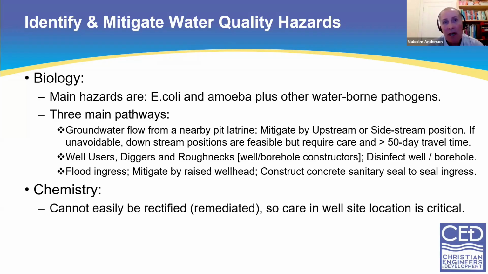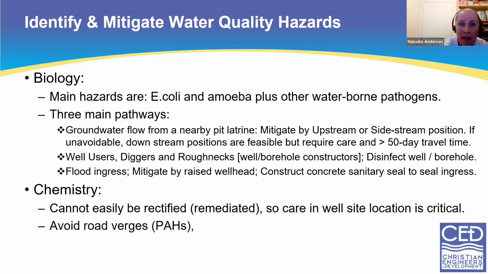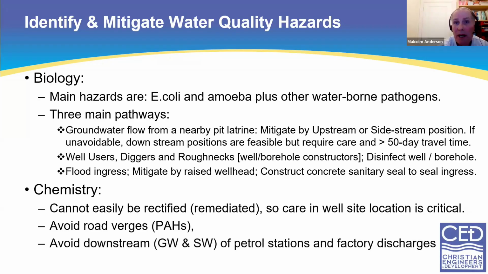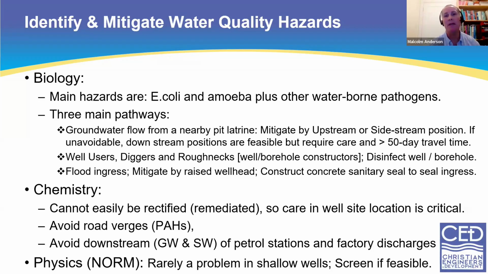And then on the chemistry, this often can't be easily rectified, so care in the well site solution is important. Don't put it downstream of a petrol station. Avoid road verges because you quite often get a concentration of PAHs from the runoff off the road. And also avoid factory discharges. Incidentally, just keep in mind that the contamination from petrol stations can often be as much as 2 kilometers downstream.